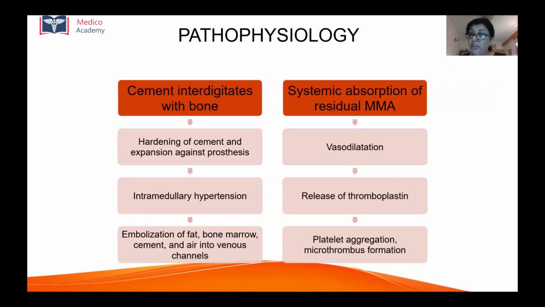Now, what is the pathophysiology of it? It is not fully understood, but several mechanisms have been proposed for it. During surgical cementation and prosthesis insertion, the cement is intentionally pressurized to force it into the intricacies of the bone, ideally improving the bonding between the cement and the bone. The cement then expands in the space between the bone and the prosthesis, further pressurizing air and the medullary contents and potentially forcing them into circulation.